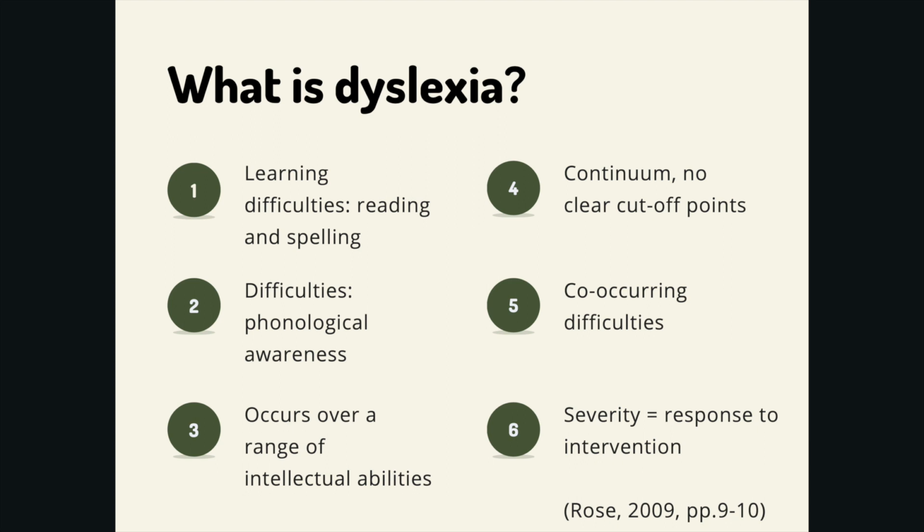So we know that dyslexia is a learning difficulty that mostly affects the ability to read fluently and also to spell. We also know that some characteristic features of dyslexia are difficulties in phonological awareness and also difficulties with verbal memory and verbal processing speed. We also know that dyslexia occurs across a range of intellectual abilities, and it's not a discrete condition. It's more like a continuum. There are no clear cutoff points.